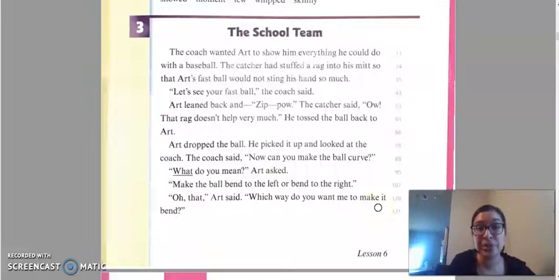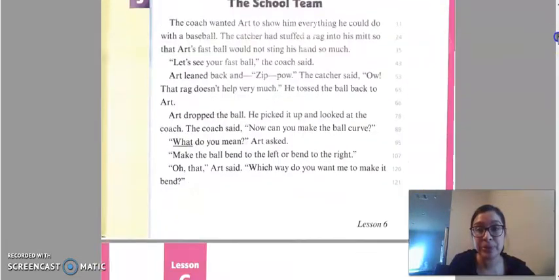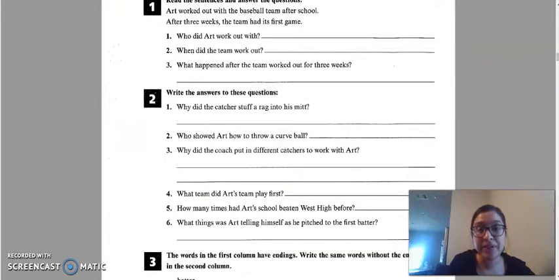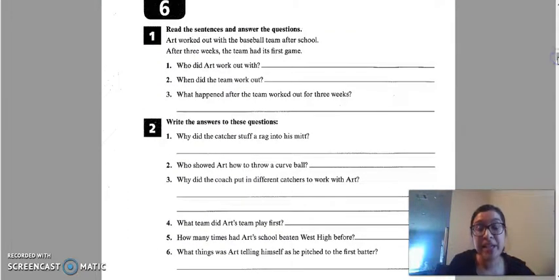So make sure that you are paying attention. When you have read the whole story, you're going to go to our questions and you're going to make sure that you're answering the questions. So part 1, it says read the sentences and answer the questions. It says for sentence 1, Art worked out with the baseball team after school. After 3 weeks, the team had its first game.